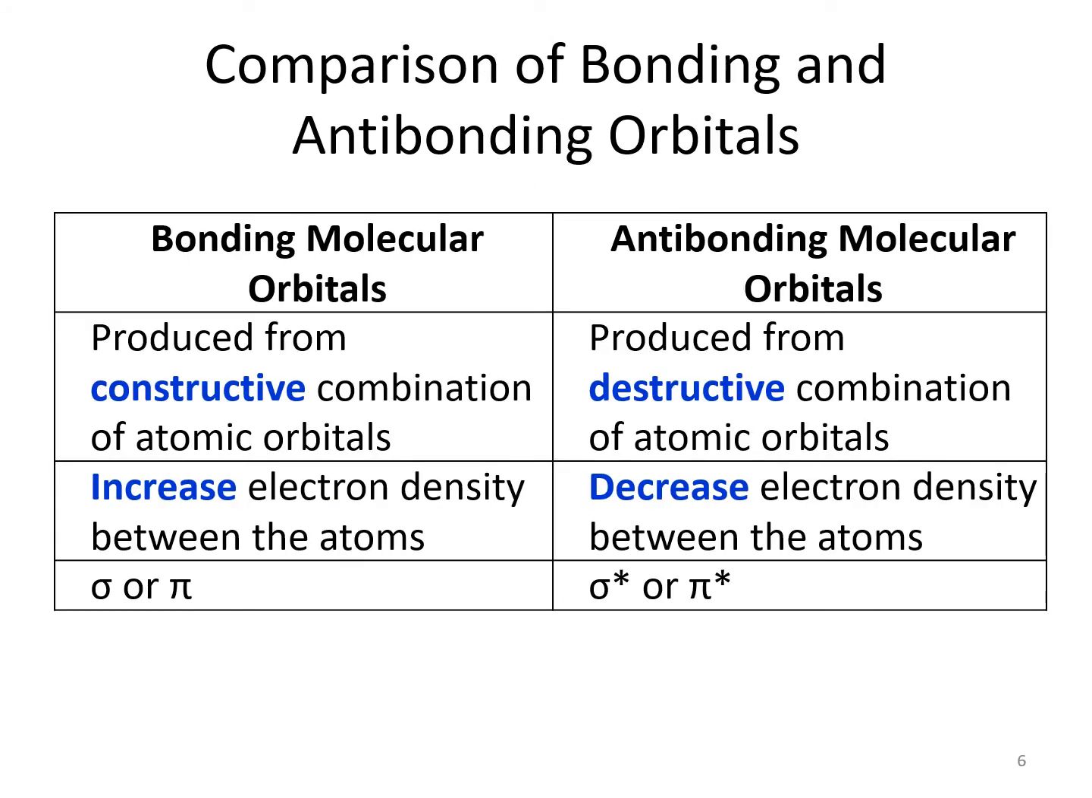In summary, bonding molecular orbitals are produced from constructive combination of atomic orbitals. They increase the electron density between the atoms and can be either sigma or pi. Antibonding molecular orbitals are produced from destructive combination of atomic orbitals, decrease electron density between the atoms, and we designate them as either sigma star or pi star.